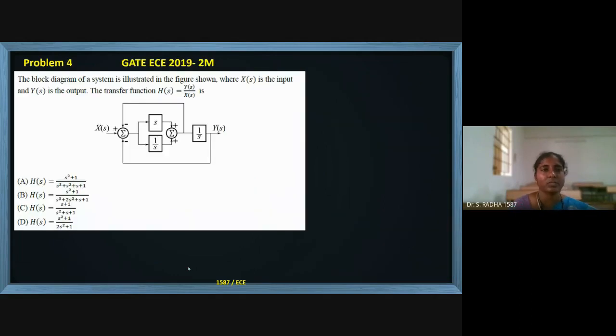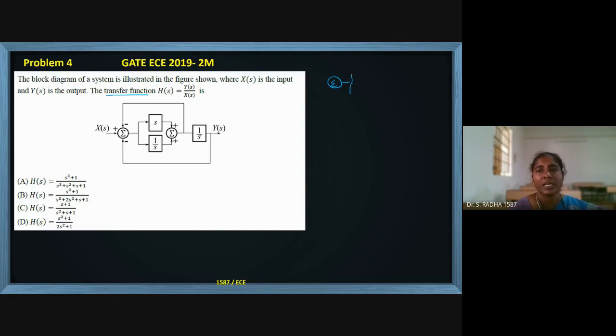I am going to the next problem. We are supposed to find the transfer function, final output Y of S by overall input X of S. So we will go step by step. The summation point is there. Then I have 2 blocks in parallel, S and 1 by S.